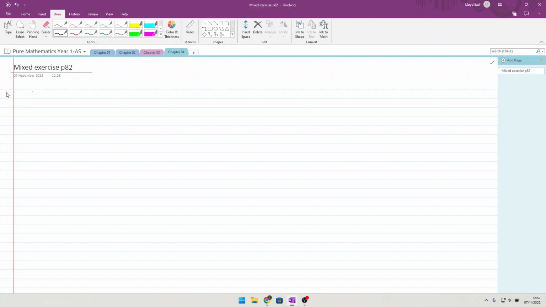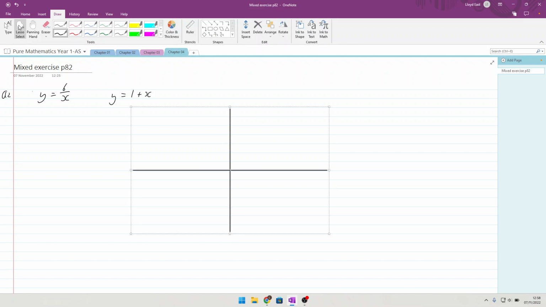Question 2. On the same axis, draw the curve y equals 6 over x, so reciprocal, and also y equals 1 plus x. Okay, so starting with an x-axis, and a quick labeling up. And I'm sure by the end of the chapter and the videos I will stop putting the arrows and stuff on. Okay, so 1 plus x.